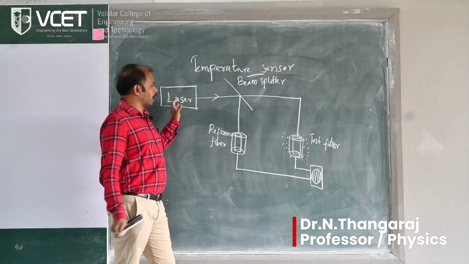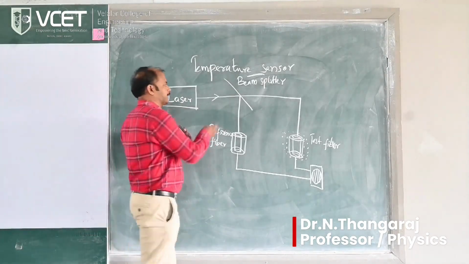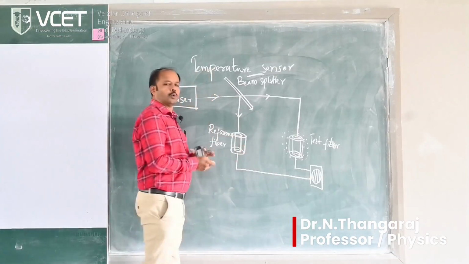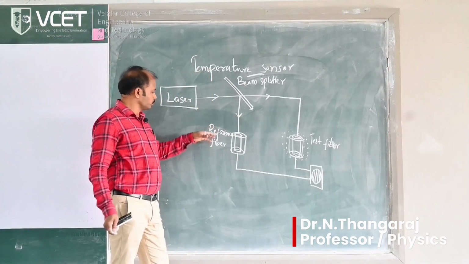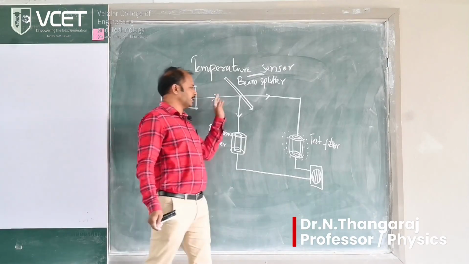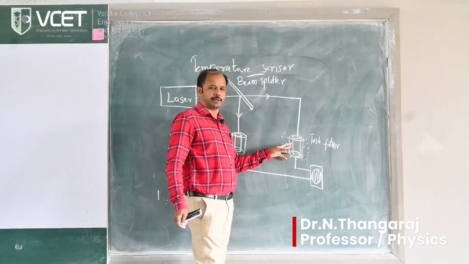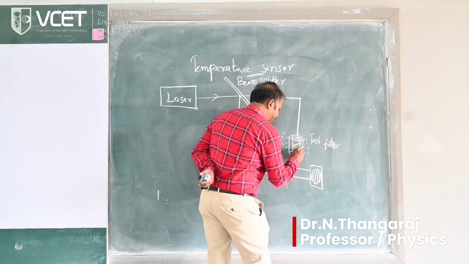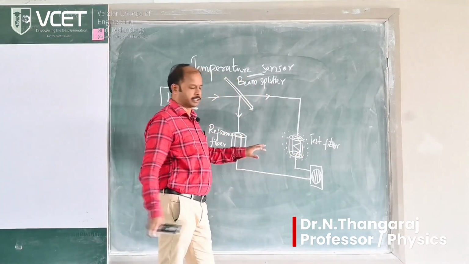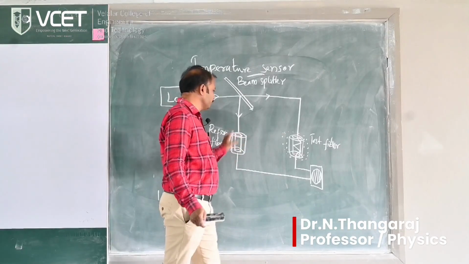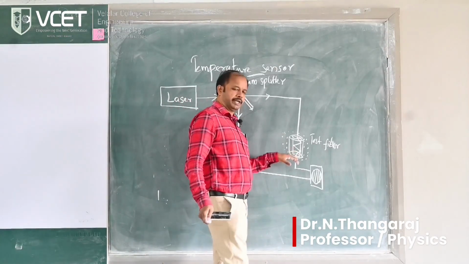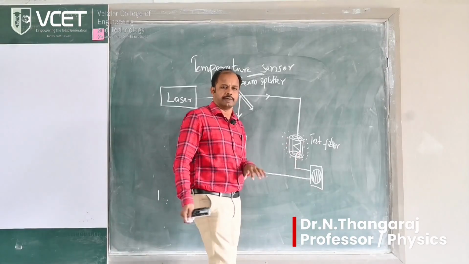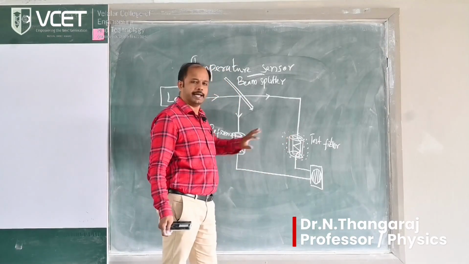When the laser is allowed to fall on the beam splitter, the splitter splits the beam into two. One is sent to the reference fiber and the other to the test fiber. Here, the light characteristics will be affected. So the output of the reference beam and the test beam create the interference pattern. From this interference pattern, we can measure the temperature of any environment.